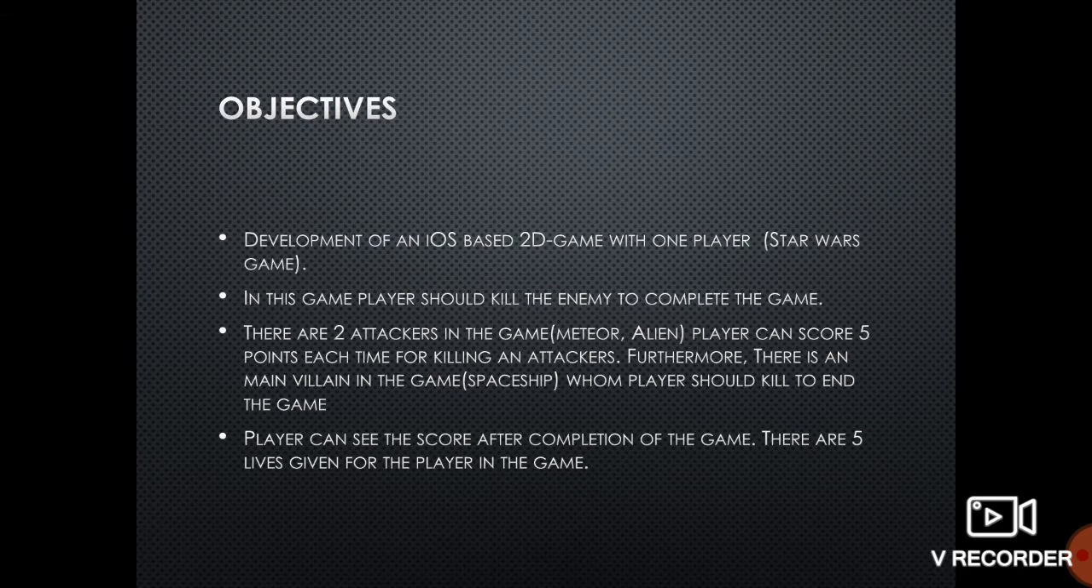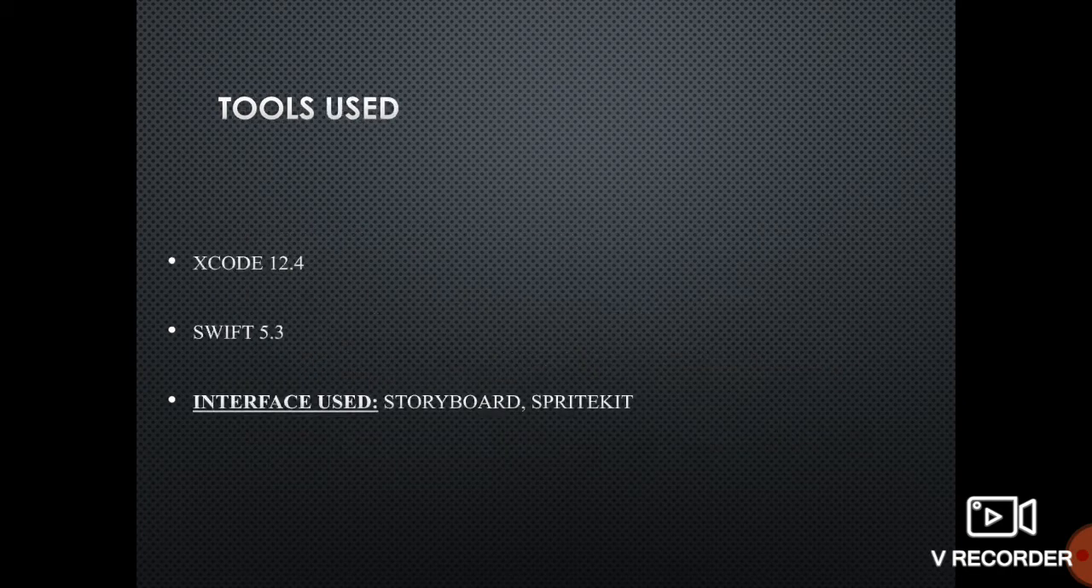In the objectives, we are going to develop a 2D one player shooting game. In this game the player should kill the enemy. There are two attackers in the game known as Meteor and Alien. Player can score 5 points each time he kills an attacker, and whenever the player kills the main villain, the game comes to an end, and the player can see his or her score after completion of the game. There are 5 lives total given to the player.